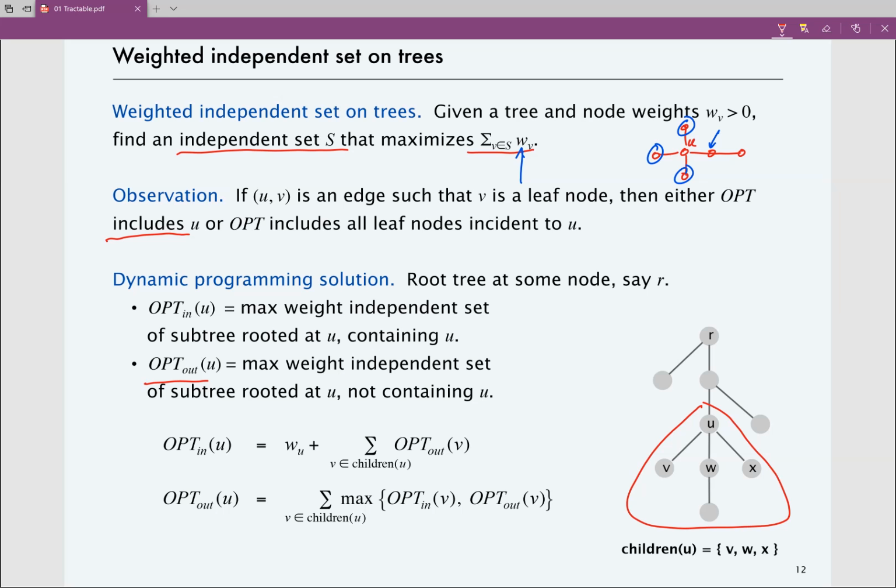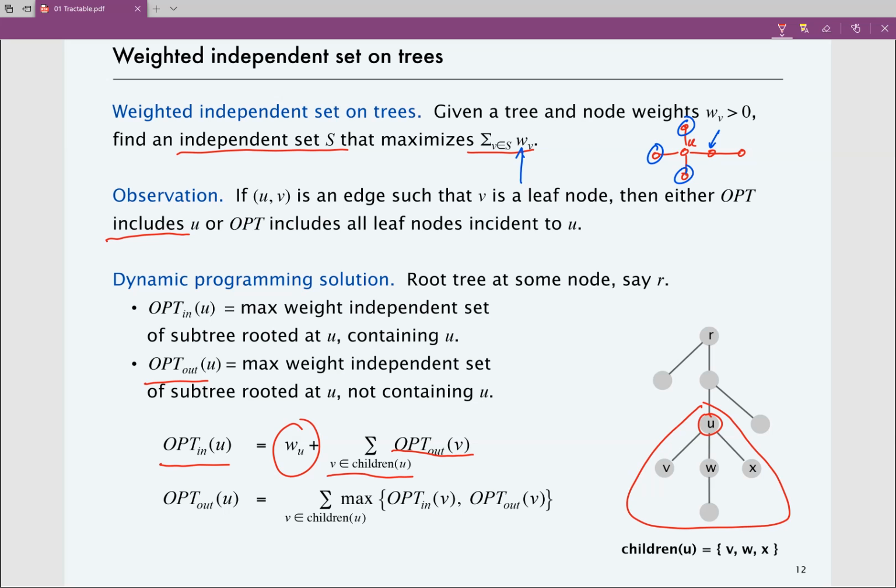So the first relationship is: what is the value of opt-in of U? Well, opt-in of U means we are going to include U. So we get a WU amount of value from including U. But once you include U, you cannot include any of its children, otherwise you don't have an independent set. So therefore, we're going to take all of the children of U and not include any of them.